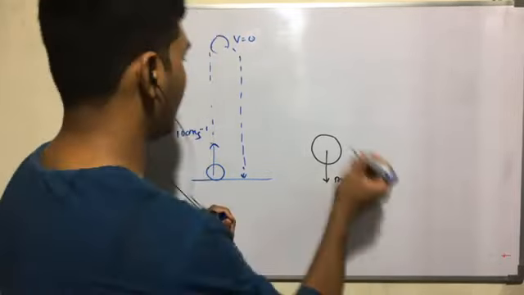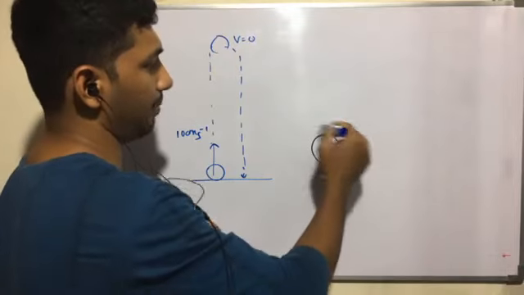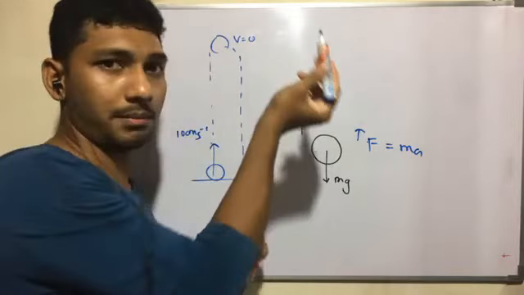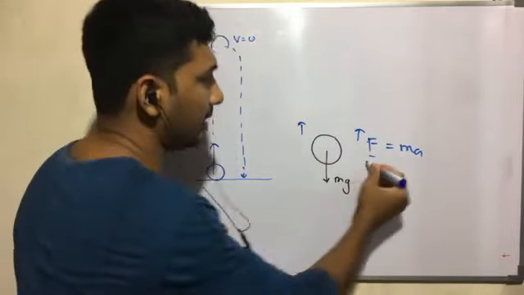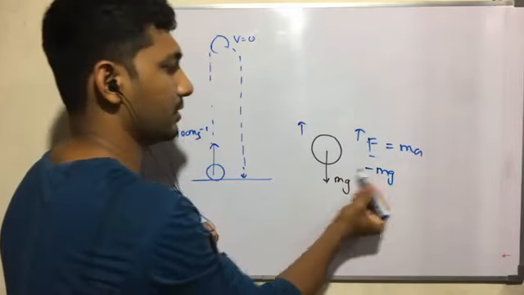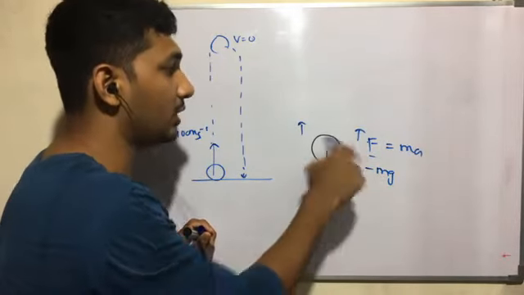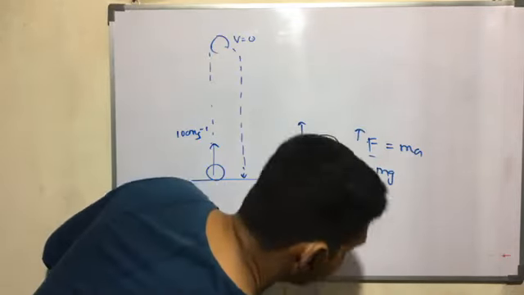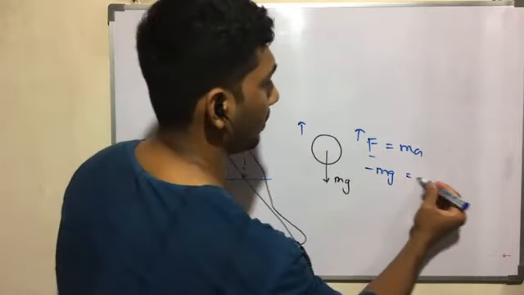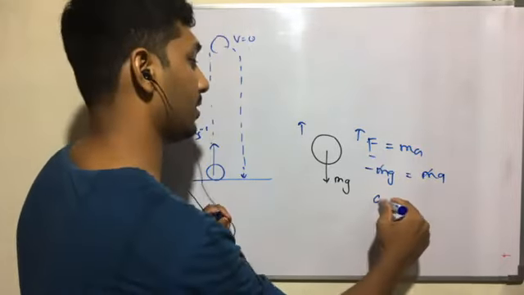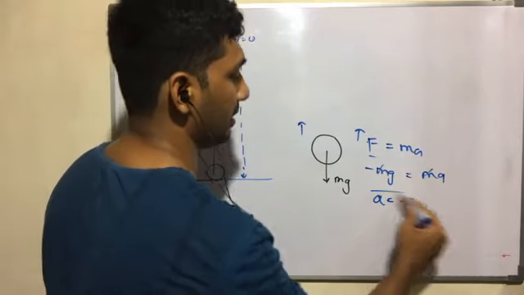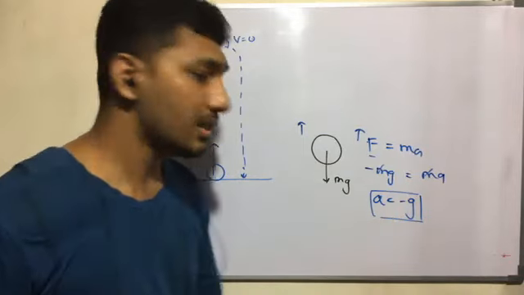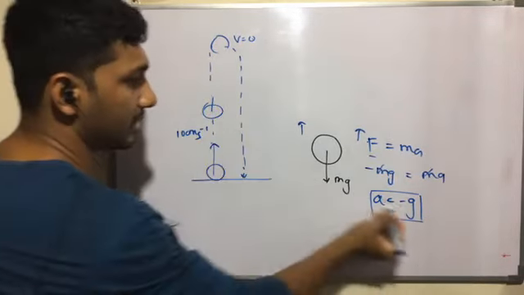How to see that? Shall we use F equals ma for this? Let's use F equals ma in the direction when it goes up. F will be mg in the downward direction. So we put minus mg, because the direction of the force is opposite to the direction that we consider. So minus mg is equal to ma. The m cancels out, so a equals minus g. So when it goes up, the deceleration is g.